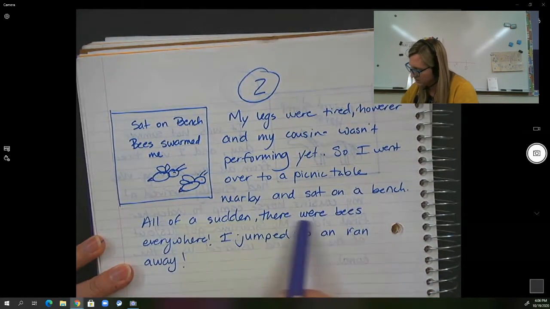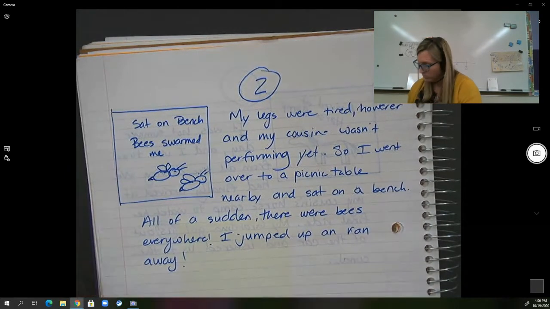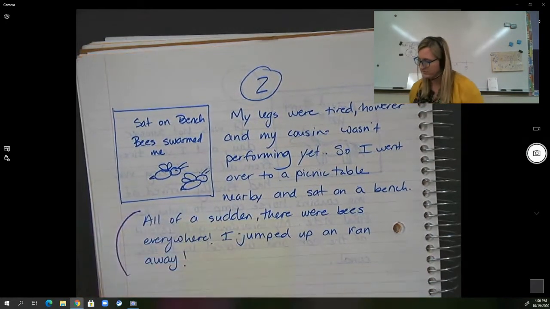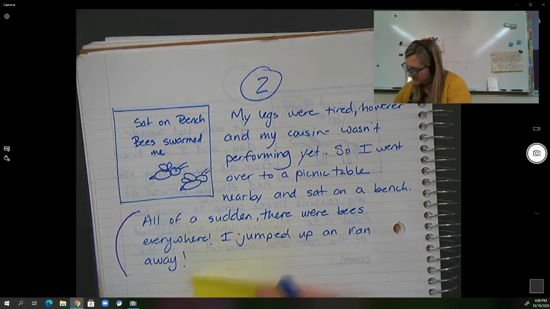All of a sudden, there were bees everywhere. I jumped up and ran away. Okay, so now look at this. This is like the biggest part of my story right here, and it's only 2 sentences long. I can do better than that. So I'm going to add a section all about how I was feeling. Ooh, and I'm going to use my senses too.